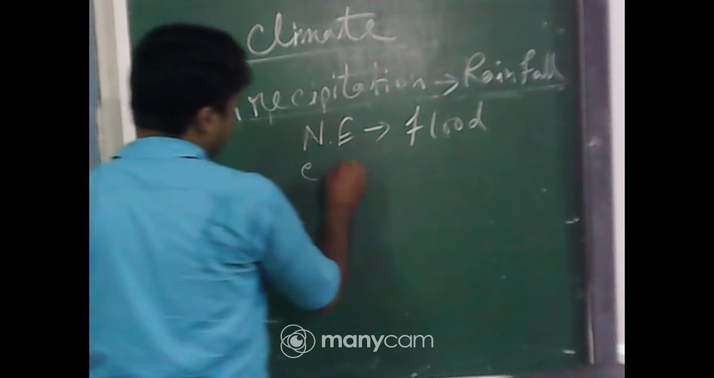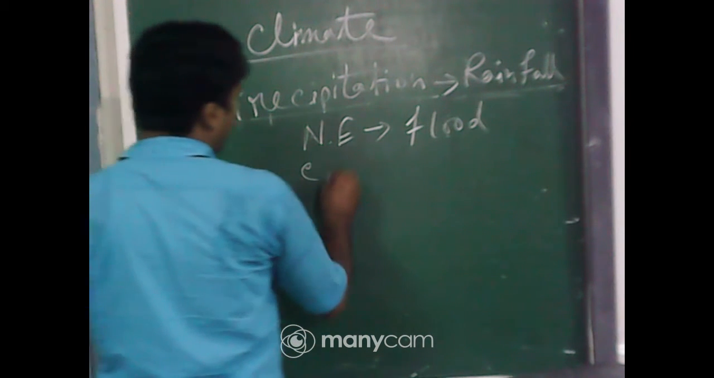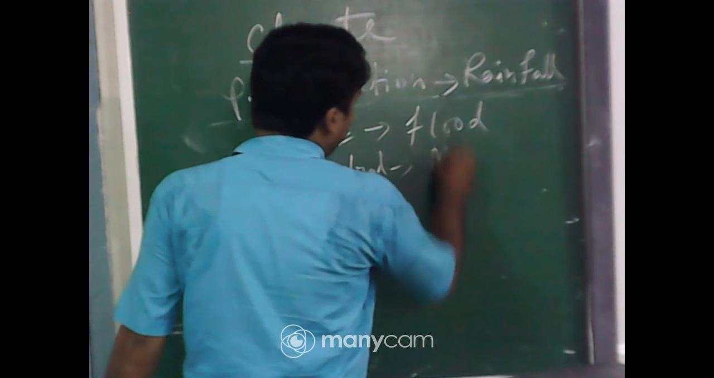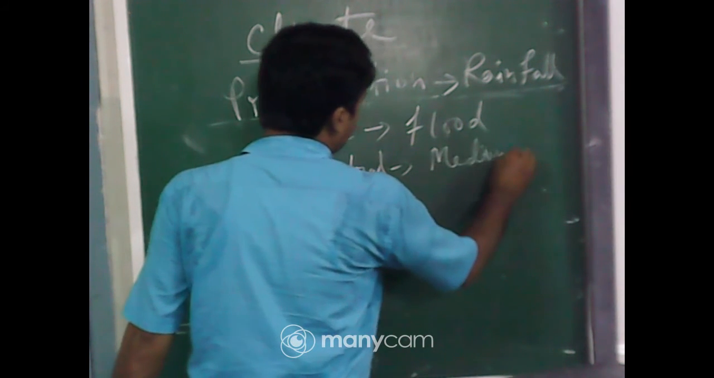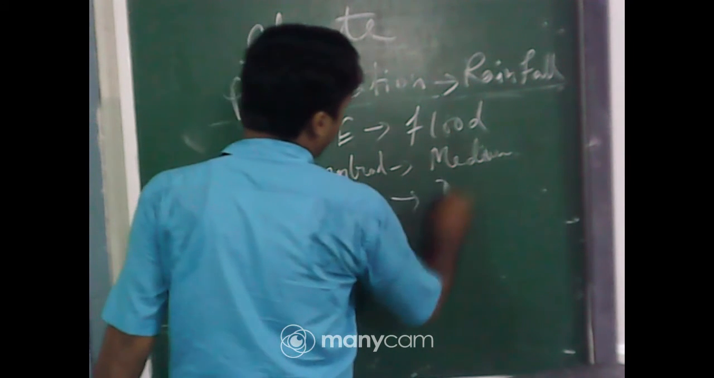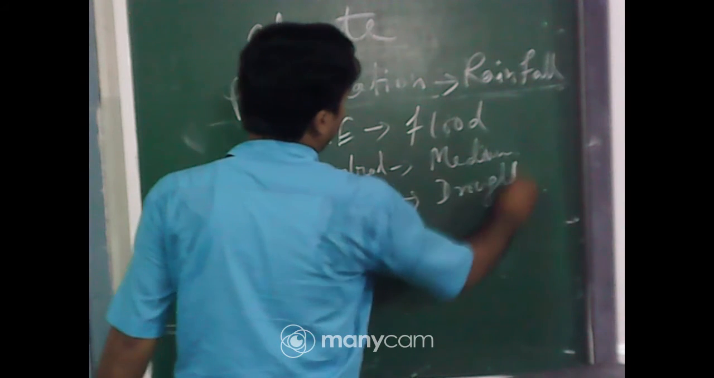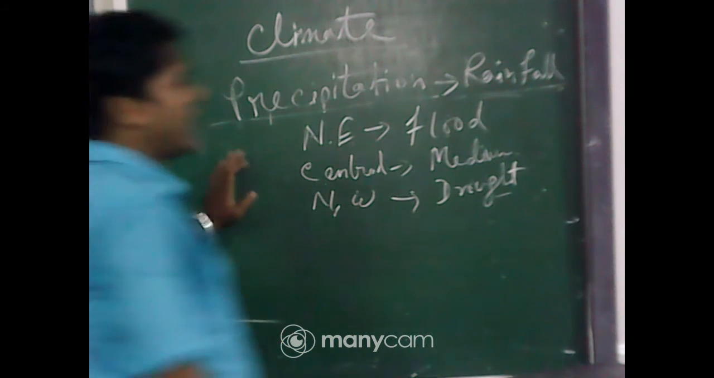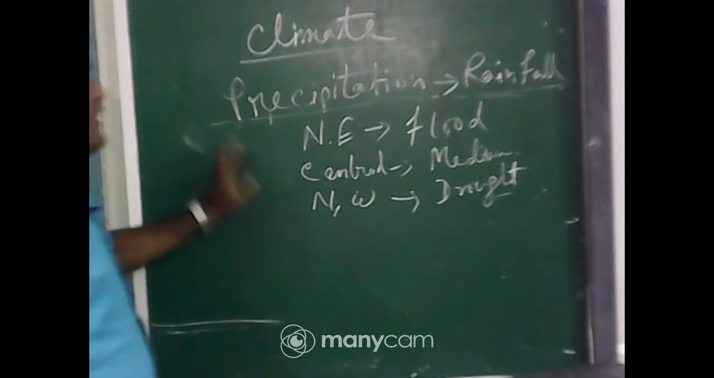The central part is getting a medium amount of rainfall, and the northwestern part is facing drought at the same time. That's why we can say that India's climatic conditions have great variety, great diversity.